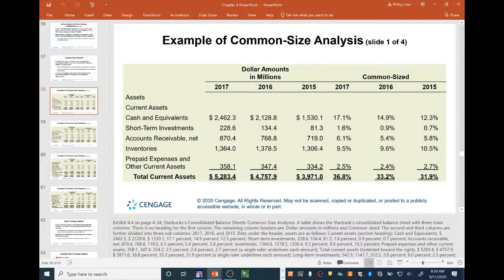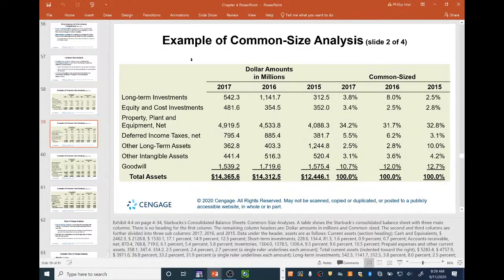Here's common size analysis, and what we can see here, dollar amounts in millions. We just have the assets listed in the different years. You can just see we're just comparing data here, really. I'm not going to really harp on that a lot. Common size analysis, here we are on the balance sheet with assets.